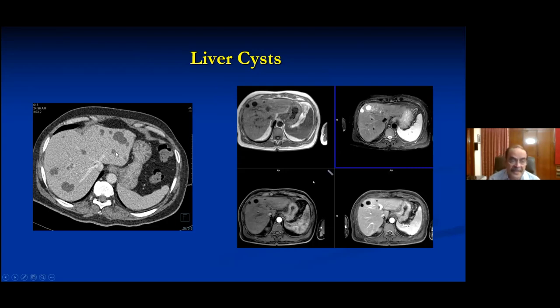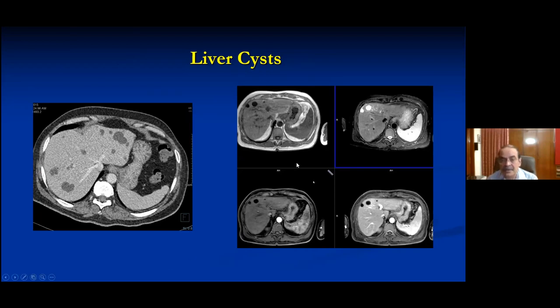They can be of different sizes, ranging from millimeters to up to 20 centimeters. They usually do not show thick septations. They may show very fine, thin septations. They do not communicate with the biliary tree. If you see more than 10 such lesions in the liver, you have to think of the possibility of a polycystic liver disease as well.